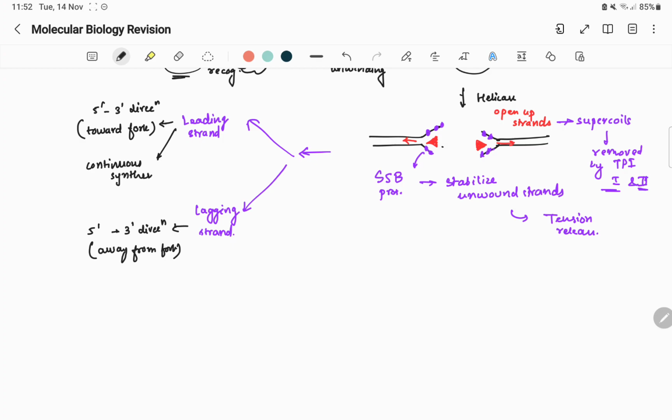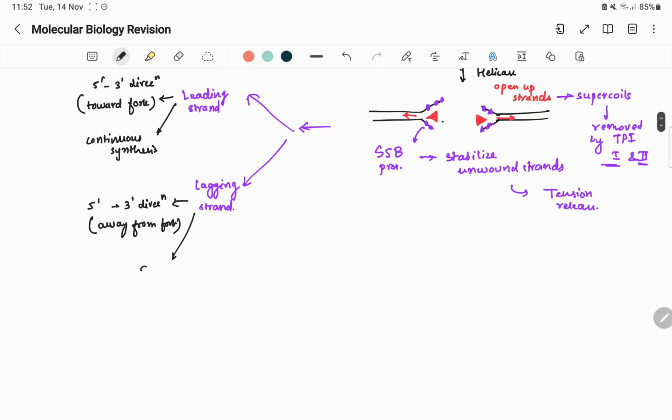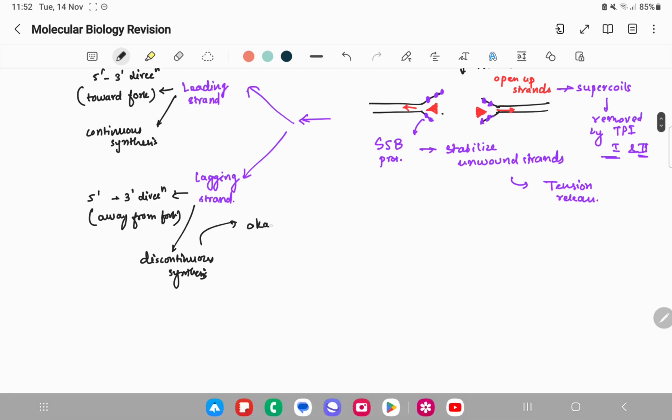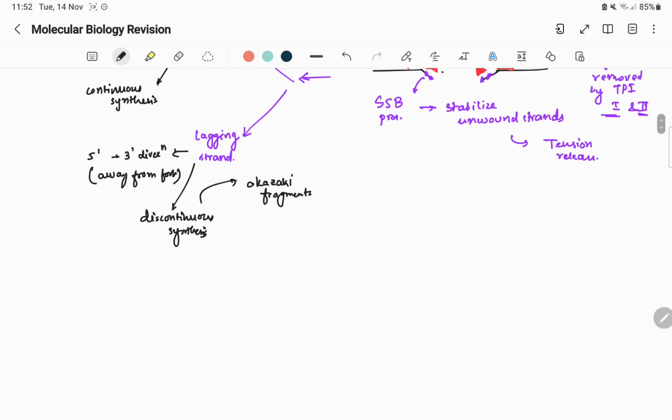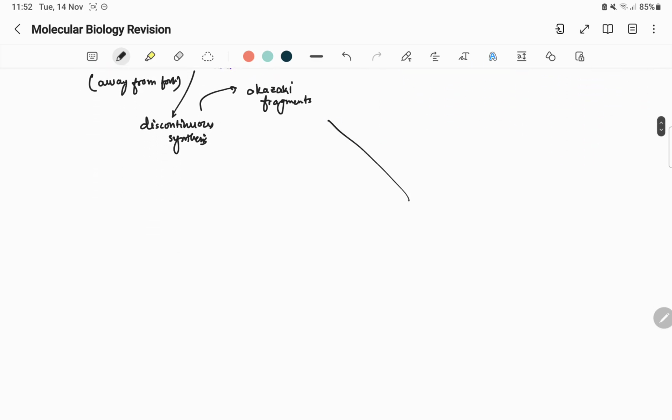Okay, continuous synthesis, and in the lagging strand you have discontinuous synthesis of DNA. Understood? So in discontinuous synthesis, what fragments are generated? We are generating Okazaki fragments. Okay, so basically what is happening is, if you draw the DNA like this, let's draw a DNA.